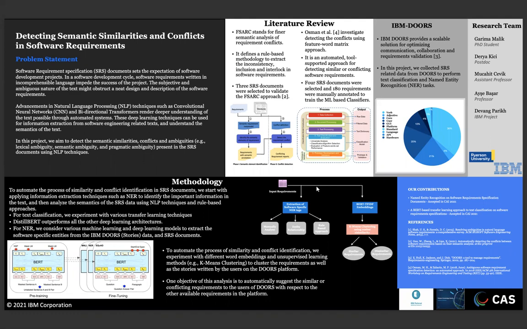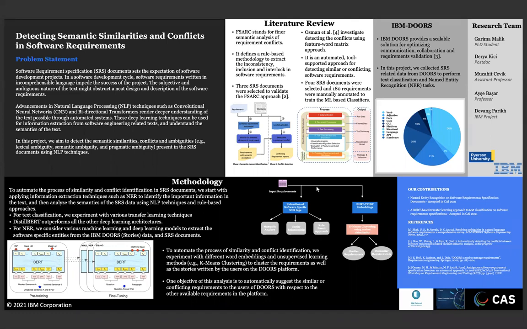Regarding the literature review, this problem is studied by very few people, and there are very few existing methodologies available. Starting from one of the very famous methodologies, NLP rule based ones, where they are trying to extract the requirements from SRS documents using NLP rule based techniques. The methodology is pretty tedious and rule based. But the good thing about that is they have clearly identified and defined the rules on which you can decide whether a requirement is conflicting or similar or not.